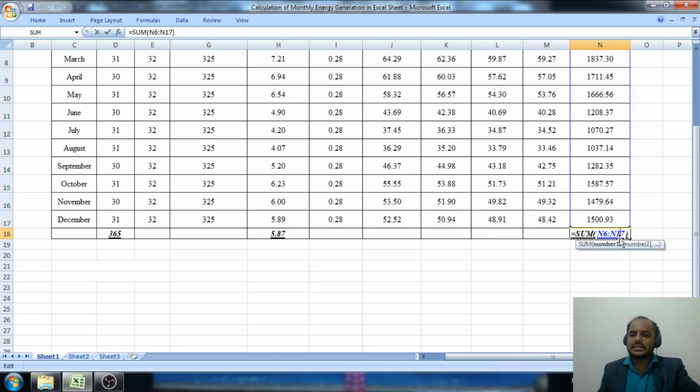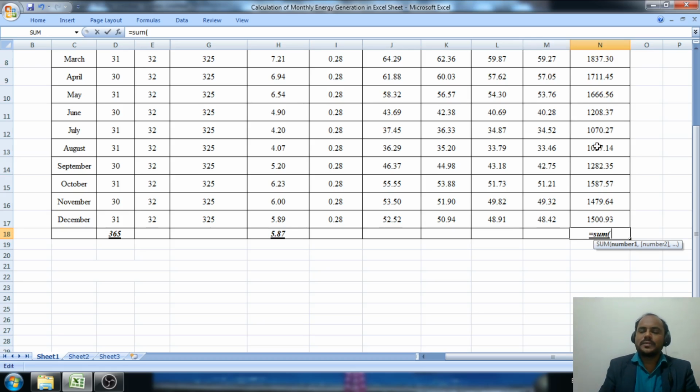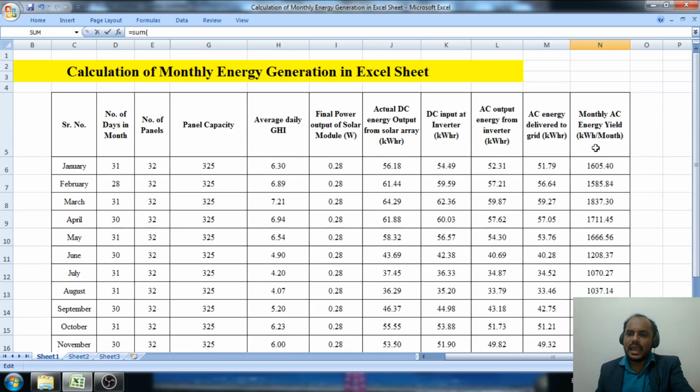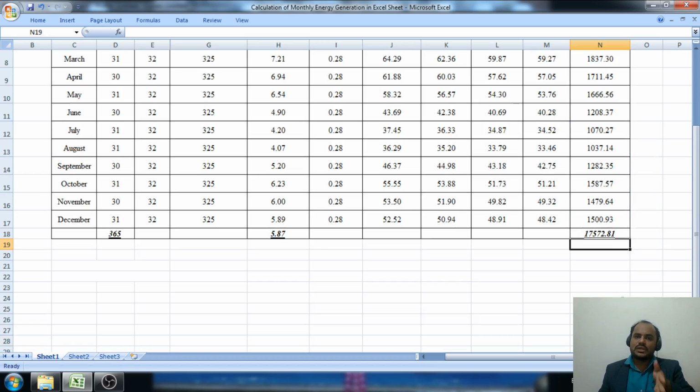And lastly we write the sum of all these parameters over here. We write the formula for the yearly energy yield that is generated. Use the sum command: equal to sum, in a bracket, and we just copy this cell up to the December month, close the bracket, and enter. So we get 17,572.81 kilowatt hours per year of units generated by the 10 kilowatt capacity solar project.